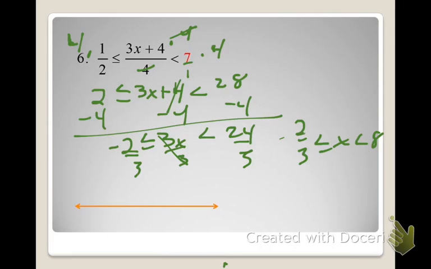Okay? And then we're ready to go graph. So 0's here, negative 1 is here, 8 is probably out here. And we want a closed circle on negative 2/3, which is about right there. Open circle on 8. And then we're going to shade in between.